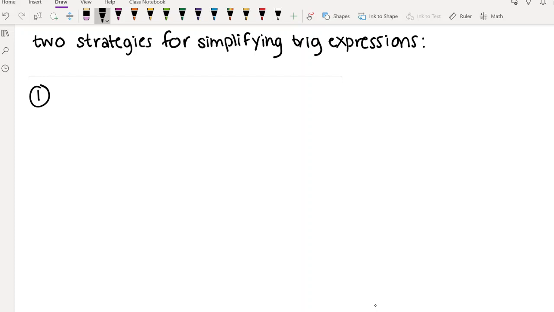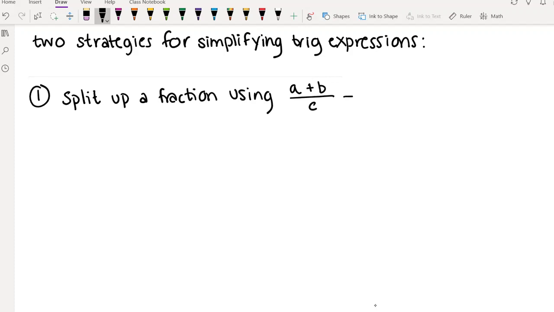The first one, which is probably the less important of the two, but I just want to cover it quickly first, is something we talked about yesterday, which is splitting up a fraction using the fact that if you have a plus b over c, that's the same thing as a over c plus b over c.